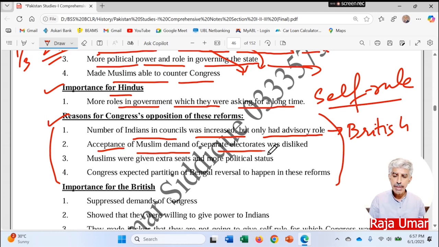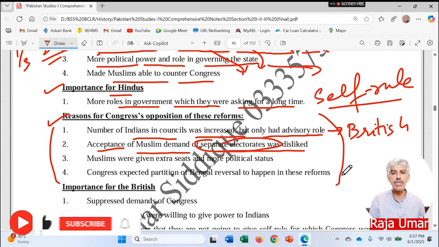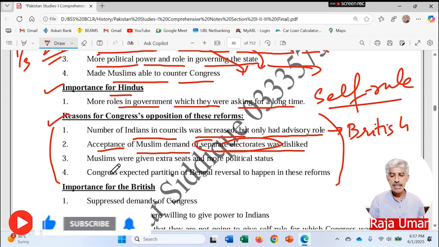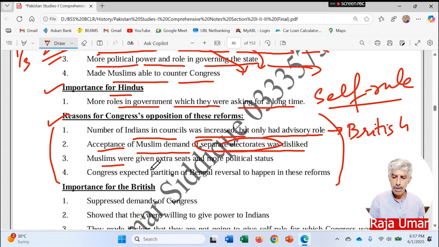So acceptance of the Muslim demand of separate electorates was disliked. The Hindus got against the separate electorate that was awarded to the Muslims in those reforms. So they went against them, and they protested against these Minto-Morley reforms.